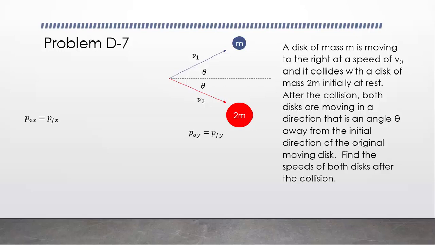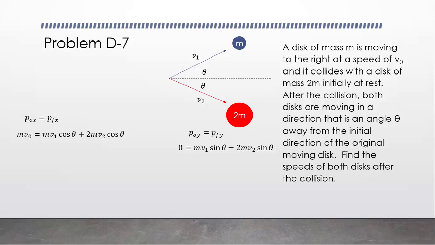So what I'm going to do is separate it into the x direction and the y direction and say p initial x equals p final x and p initial y equals p final y. In the x direction, my initial momentum is m v initial. My final is m v1 cosine of theta plus 2m v2 cosine of theta. The reason it's cosine of theta is we're really looking at this direction. Now in the y direction, my initial momentum is 0, but I have m v1 sine of theta minus 2m v2 sine of theta. The reason this is minus 2m v2 sine of theta is 2m is moving down and m is moving up.